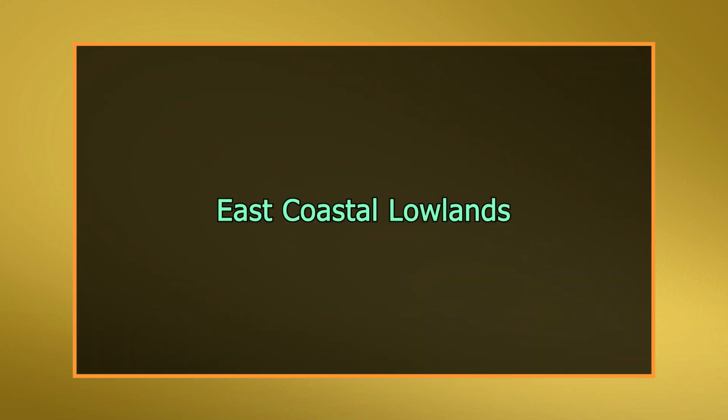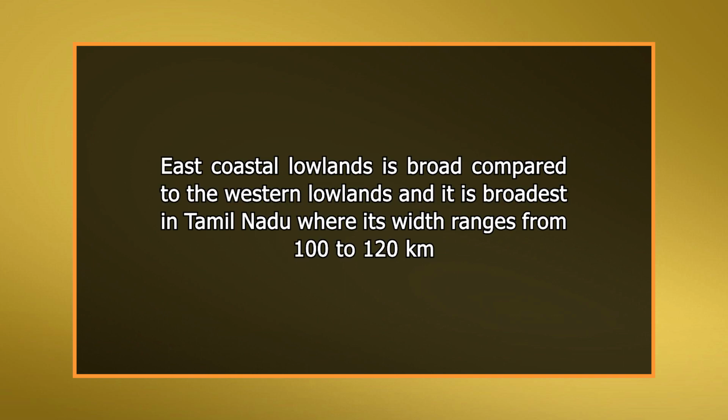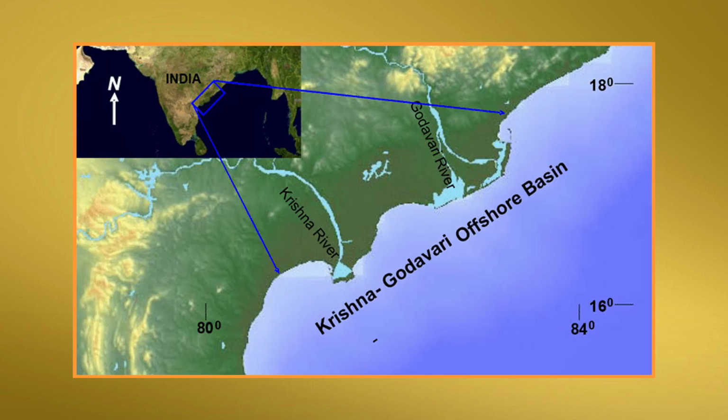Now we are going to talk about the east coastal lowlands. The east coastal lowlands are broad compared to the western lowlands, and broadest in Tamil Nadu, where the width ranges from 100 to 120 kilometers. North of the Godavari Delta, the coastal lowland is narrow as the Eastern Ghats close in on the sea. At some places, it is as narrow as 32 kilometers in width.